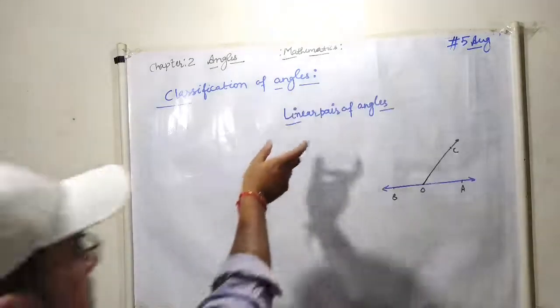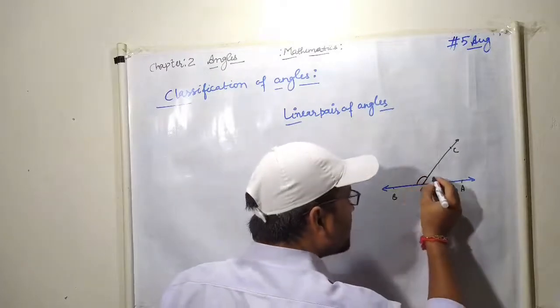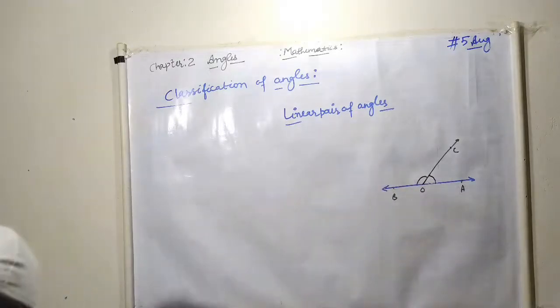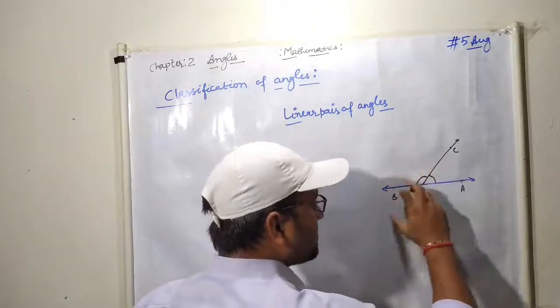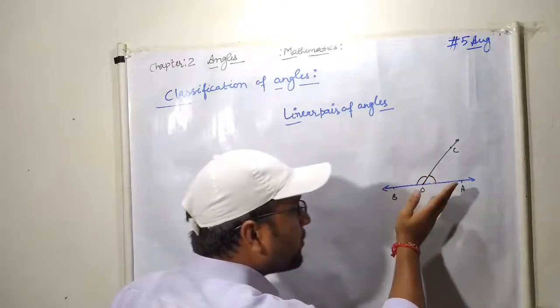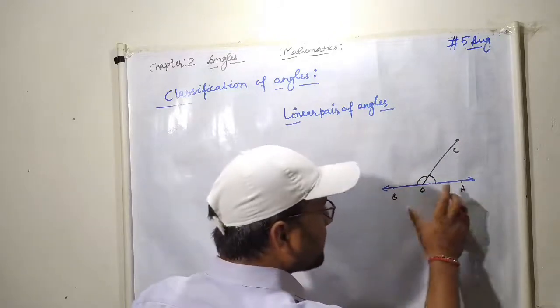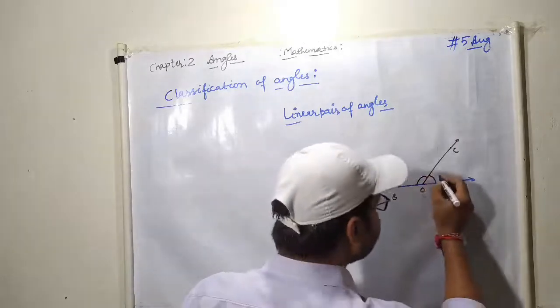Okay, next topic is a linear pair of angles. Two angles form a linear pair if the sum of the measures of the angles is 180. If the sum of the two angles is 180, then the opposite non-common arms OB and OA form a straight line.